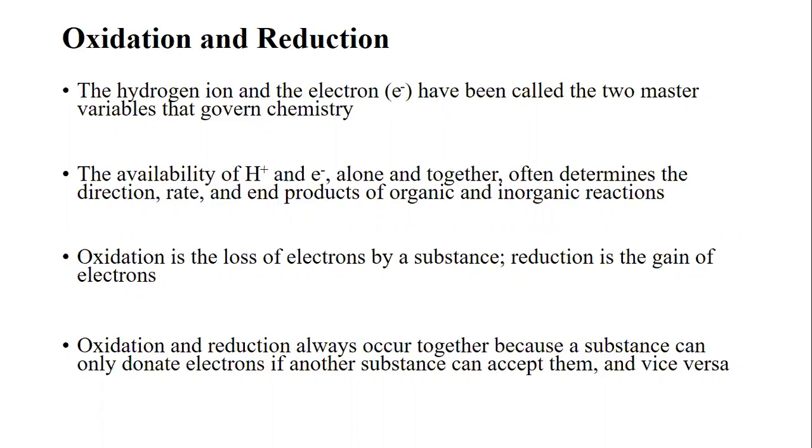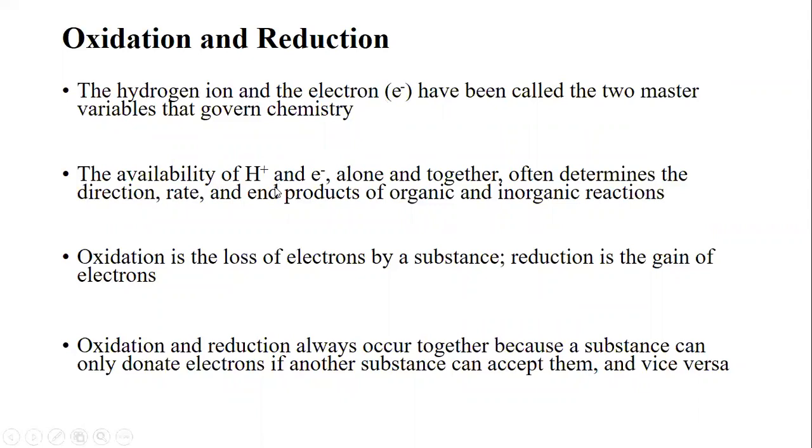This is a very important type of reaction in the soil system and the environment surrounding the soil, as we will talk about as we go on. The hydrogen ion and the electron have been called the two master variables that govern chemistry. What we mean by the master variables is the two most important, the two major variables that govern chemistry: hydrogen ion and the electron.